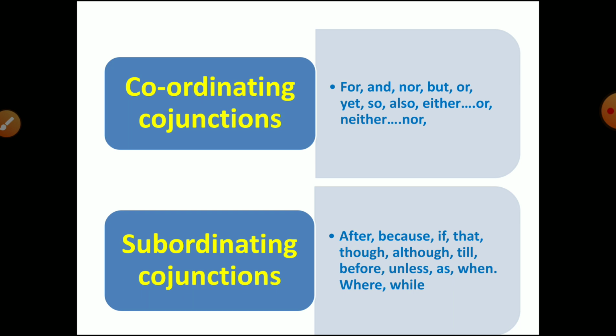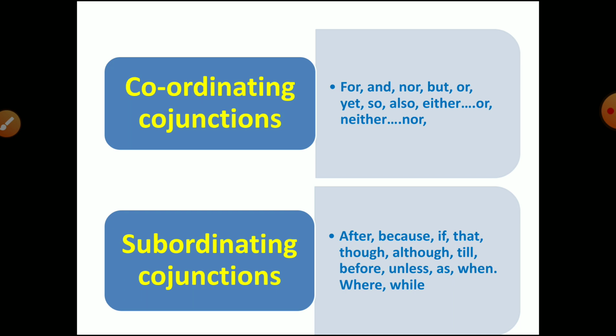Coordinating conjunctions: for, and, nor, but, or, yet, so, also either, or, neither, nor. Simply, we can have an acronym for it: FANBOYS. F stands for, A for and, N for nor, B for but, O for or, Y for yet, S for so. In addition to that, there are also either, or, neither, nor. These are coordinating conjunctions. Keep these in mind. If these coordinating conjunctions are used, you can understand that it is a compound sentence.